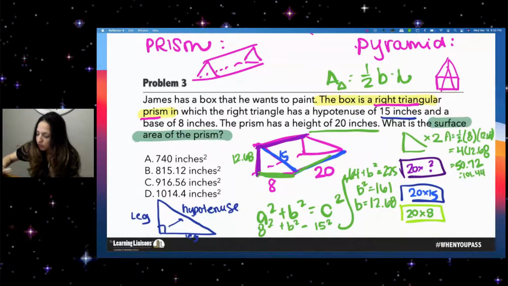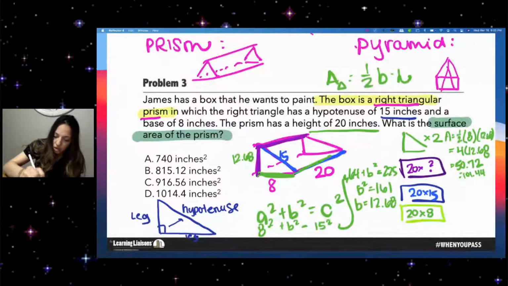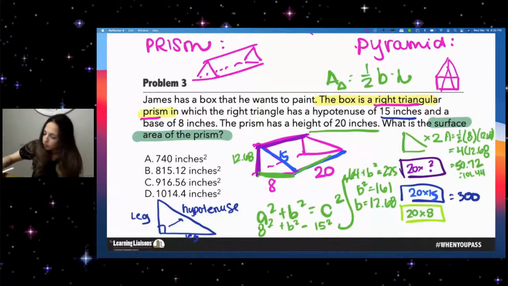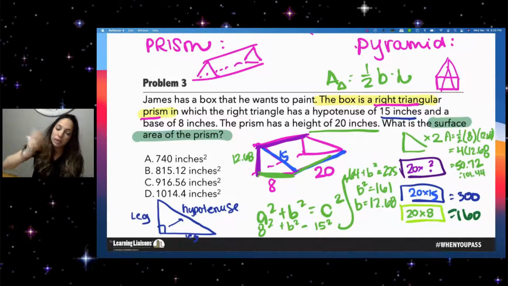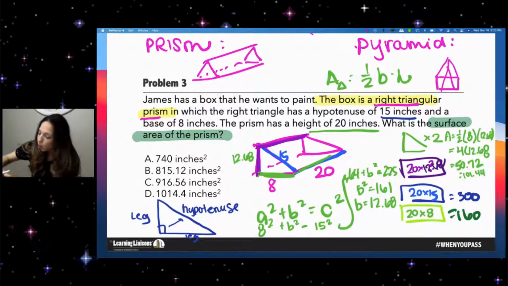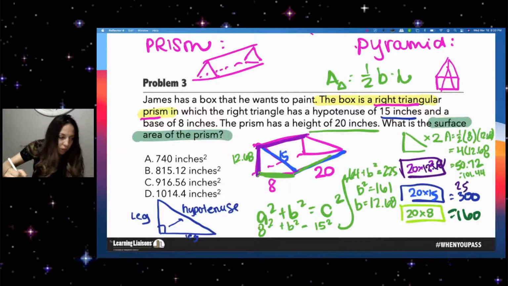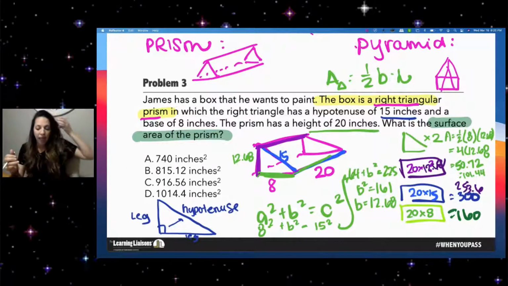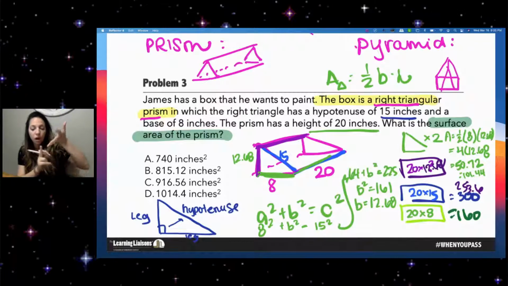So I'm going to do 20 times 15. That's 300. I'm going to do 20 times 8. That's 160. And I'm going to do 20 times question mark, but it's not question mark anymore. It's 12.68. So 20 times 12.68 is 253.6. What am I going to do with all of that? I'm going to add all of those numbers up. So I'm going to add the 101.44, the 300, the 160, and the 253.6.